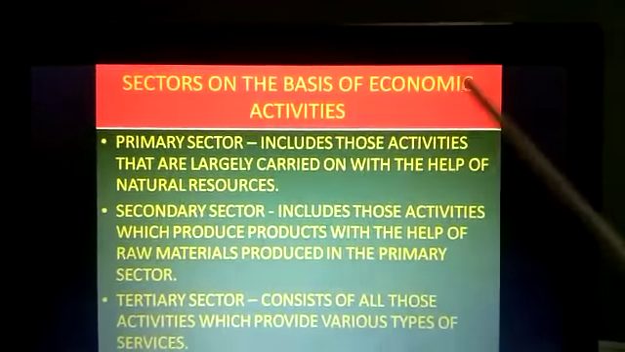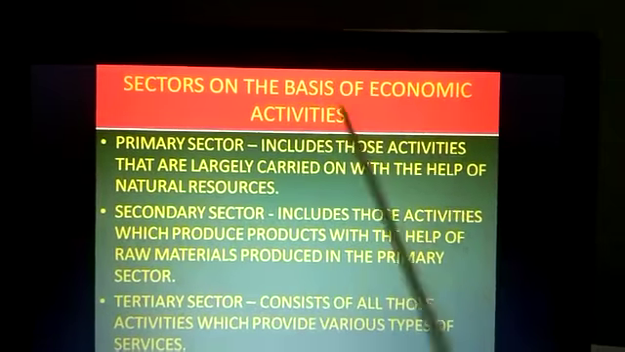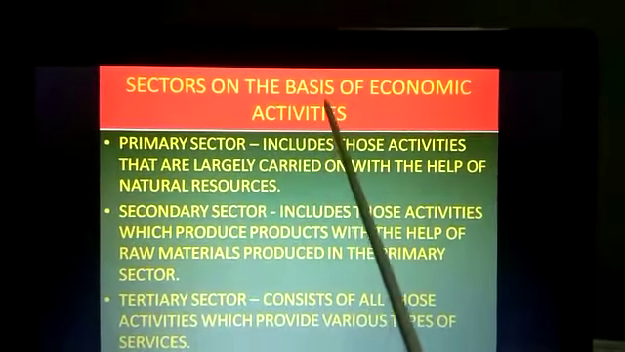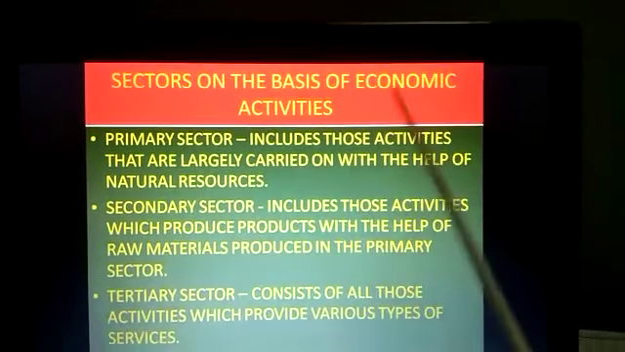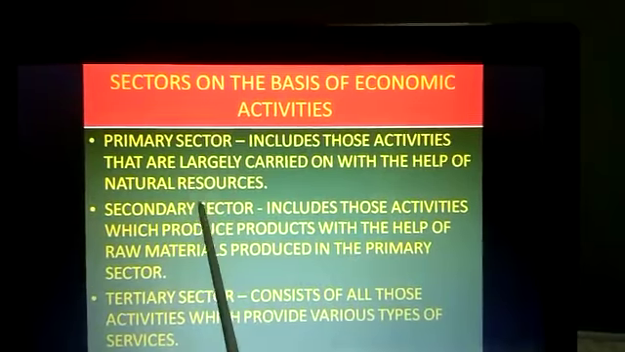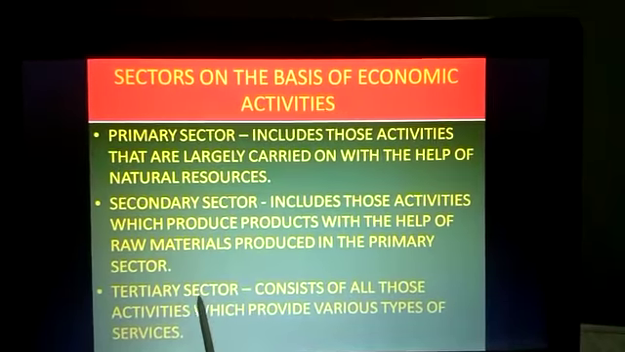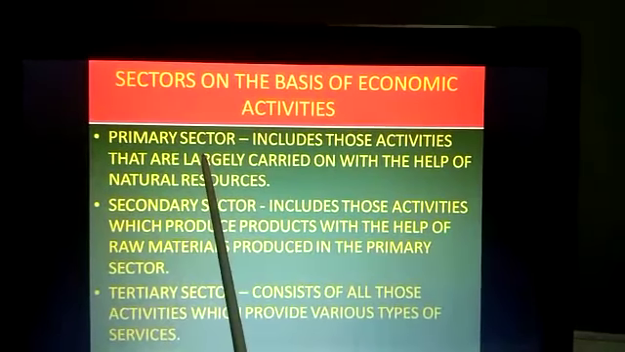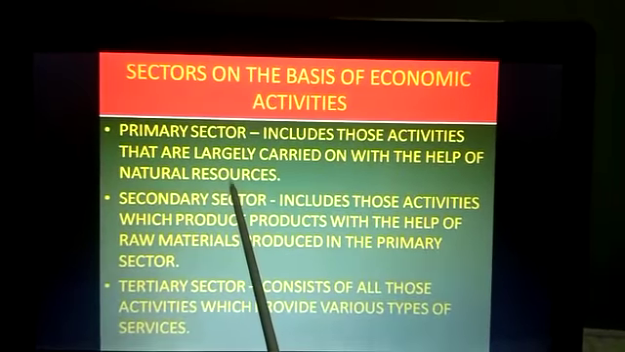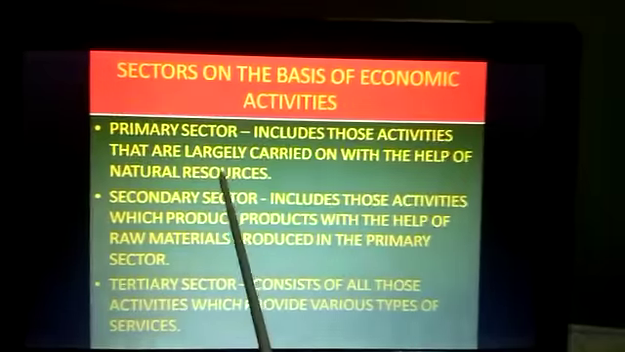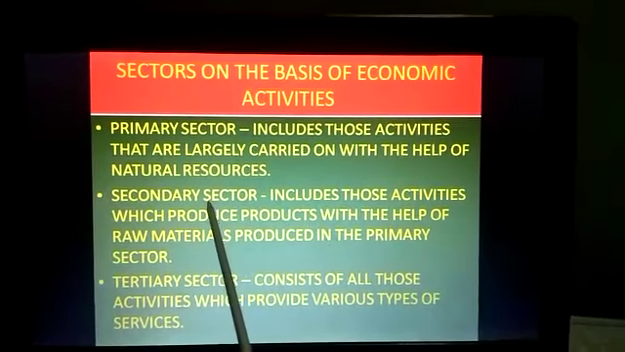The first parameter is economic activities. That means on the basis of what is being consumed, produced, distributed and exchanged. According to the economic activities, there are three sectors: primary sector, secondary sector and tertiary sector. Primary sector is the sector which basically produces those goods which are obtained from natural resources. For example, the agricultural sector, poultry, dairy farming, etc.